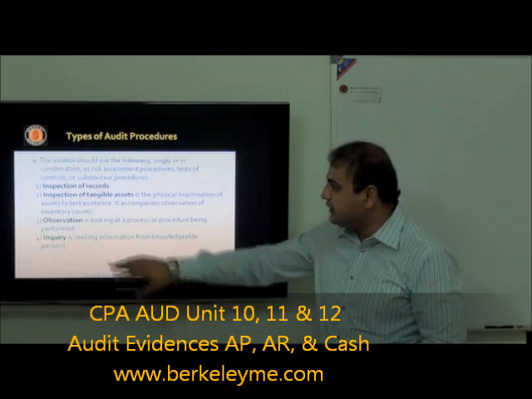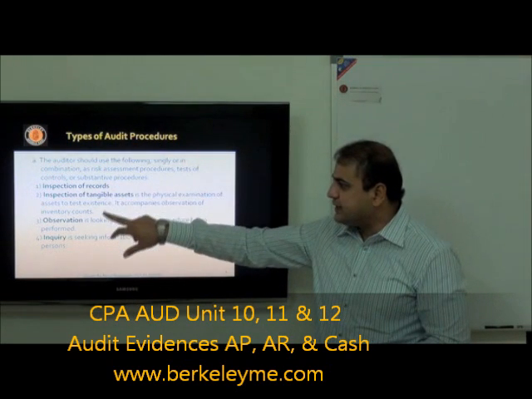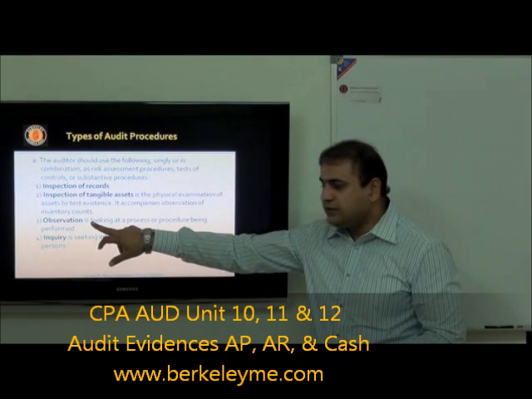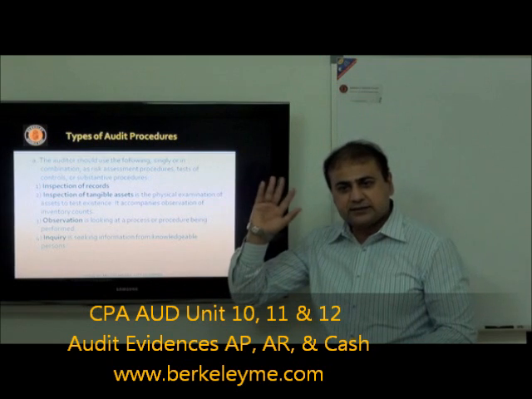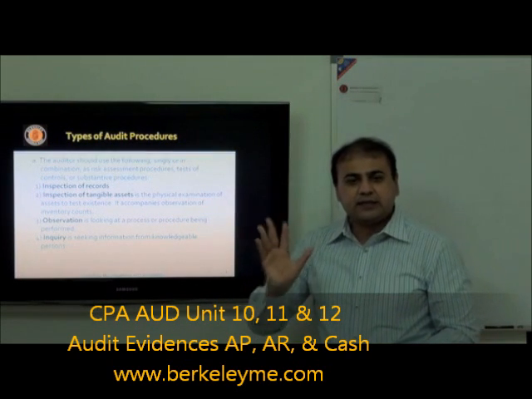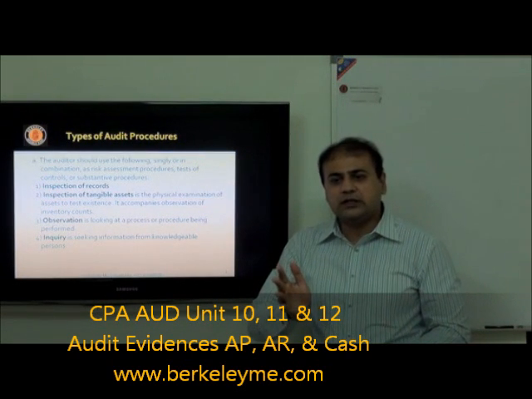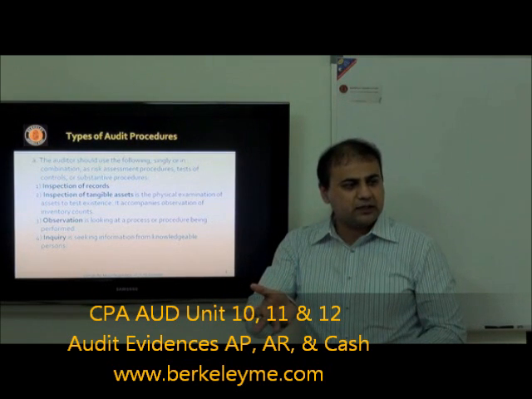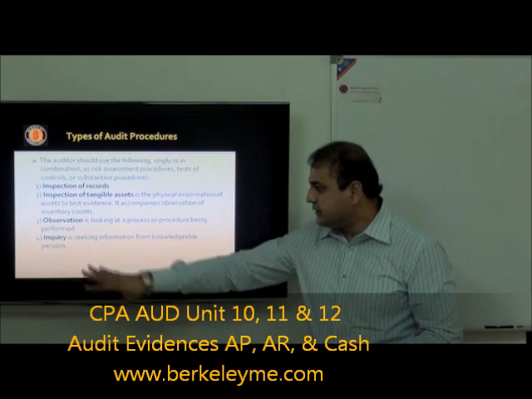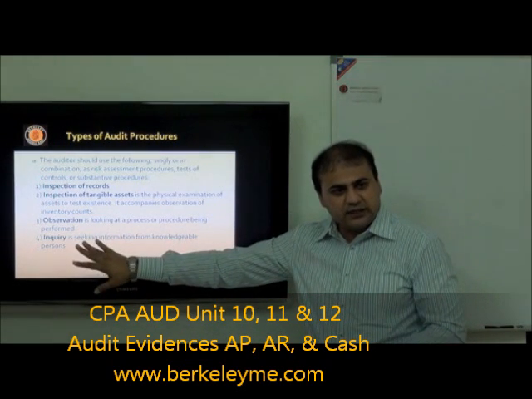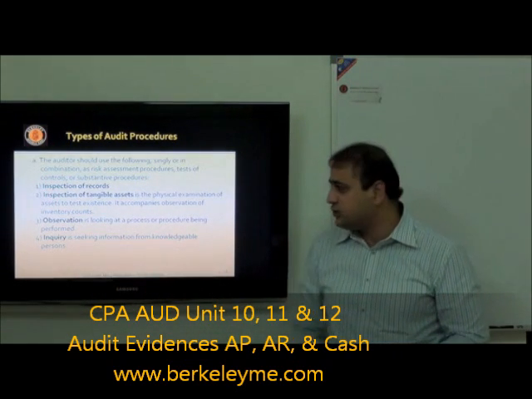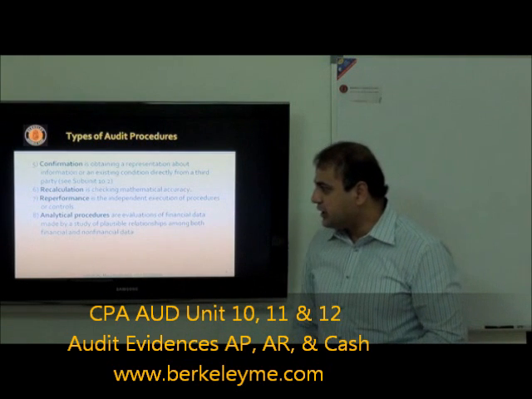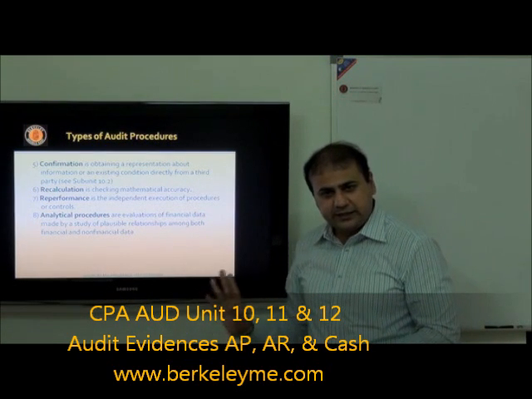So broadly, every auditor uses inspection and observation. Observation is, for example, in an external audit at year end, you go for the physical stock count, physical stock taking. You will count the stock, and someone will observe. Then inquiries, asking the management, confirmation, recalculation, reperformance, and analytical procedure.